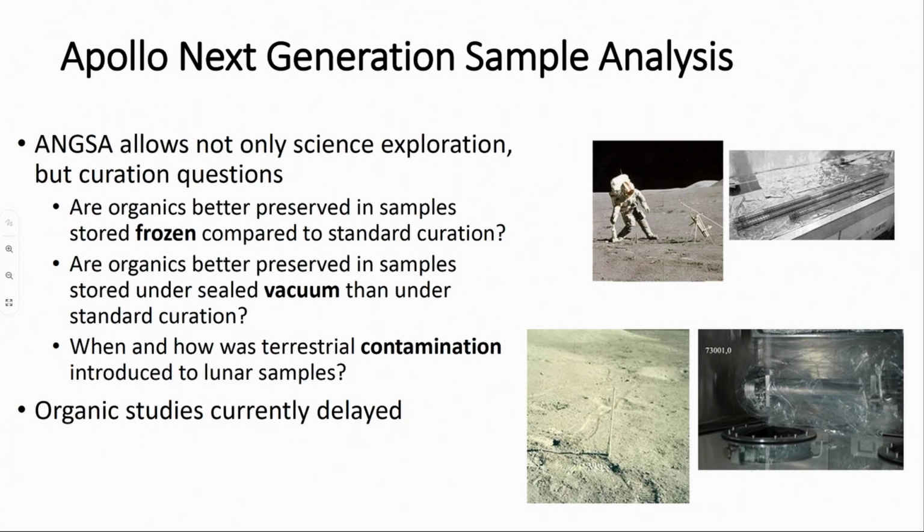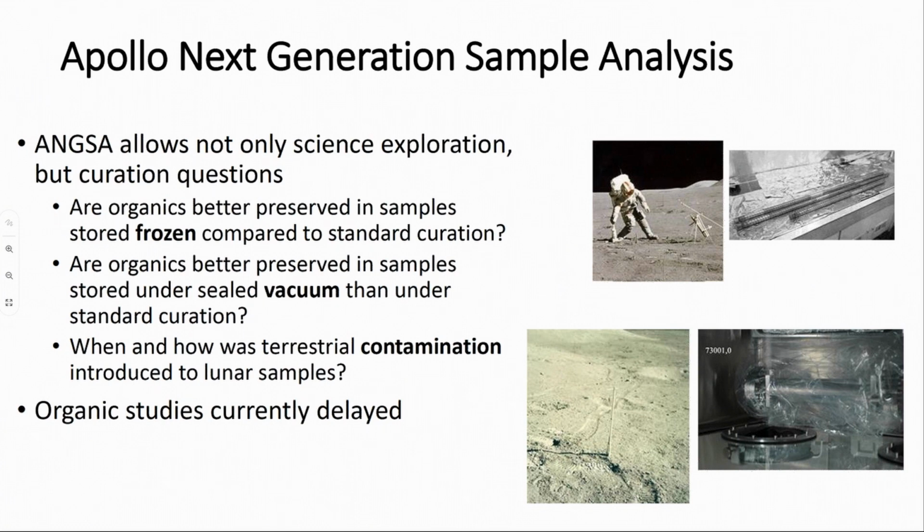Some of the ANGSA samples are lunar regolith samples where aliquots of the same material have been stored under standard curation. And so we're hoping to study those and see whether organic content is better preserved under cold curation or not. Similarly, there's a sample that was sealed under vacuum on the lunar surface, and it can be compared to samples that were not sealed that way, again, to look at whether vacuum sealing is a better way of preserving organics long-term for future generations.